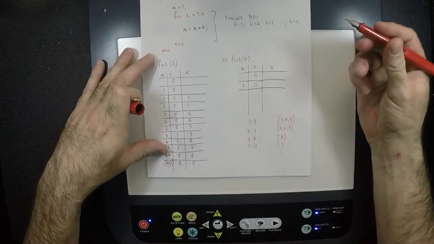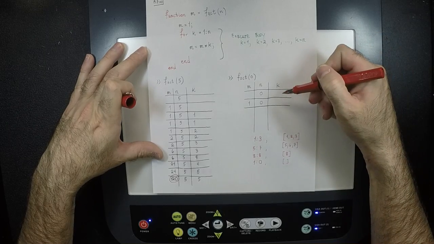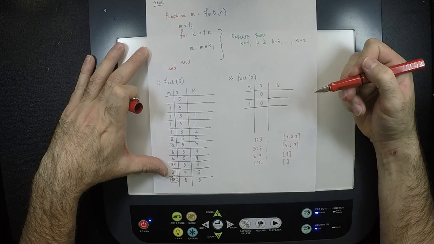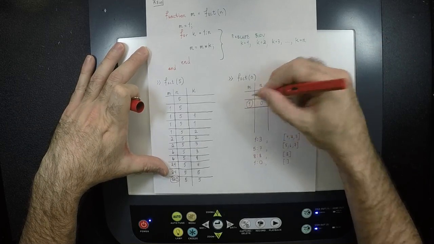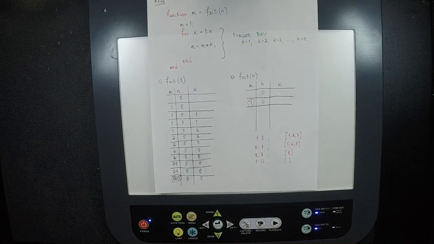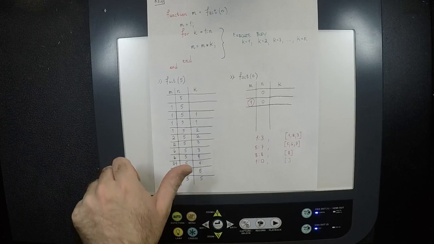Okay, so as a result, the execution of this function is now finished. What's the answer? It's 1, which is, of course, in agreement with the mathematical definition. Okay, any questions about this? This is okay? All right.